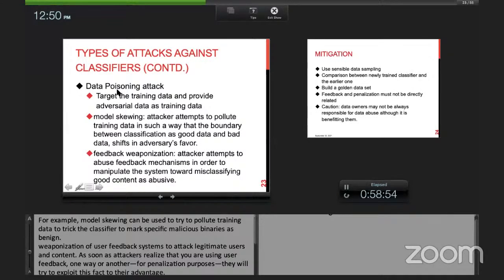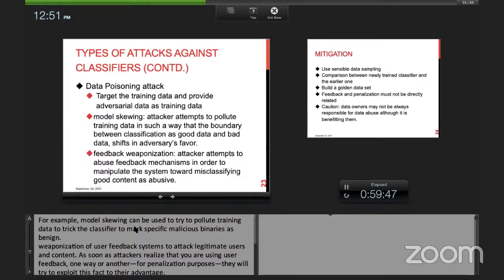So the data poisoning attack targets the training data and provides adversarial data as the training data. That means the training data itself becomes adversarial data. And we have seen how these adversarial data can be generated and what they can do. There are two ways of attacking the system with data poisoning. One is model skewing. What is model skewing? The attacker attempts to pollute the training data in such a way that the boundary between classification as good data and bad data shifts in favor of the adversary.